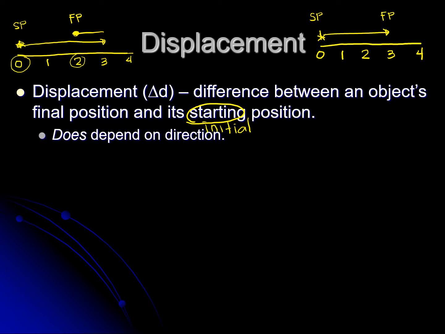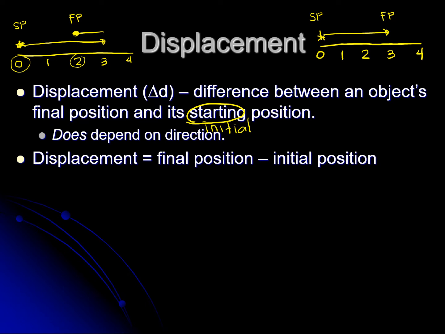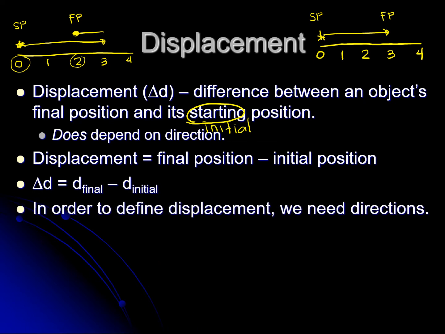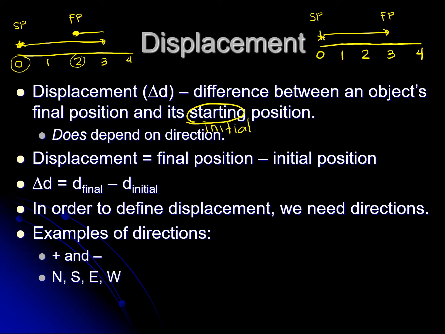Let's continue. So, in your displacement, direction is important. Again, in displacement, direction is important. So to get your displacement, you just have to subtract the initial position from the final position. Or you can write it this way, the final minus the initial. So again, in order to define displacement, we need directions. Examples of directions are positive or negative, or north, south, east, or west.